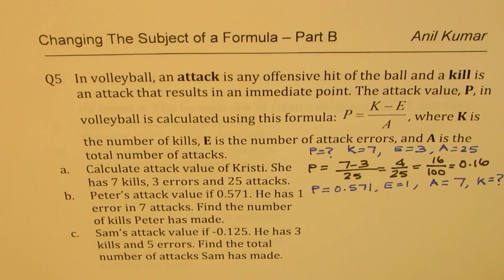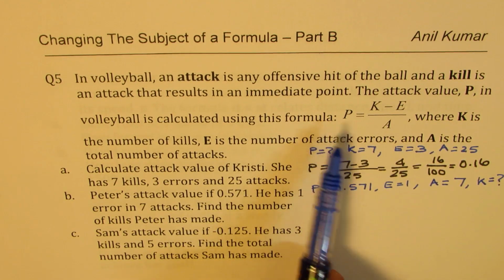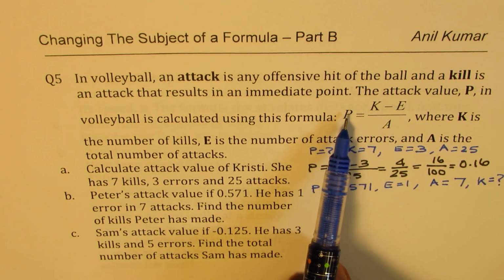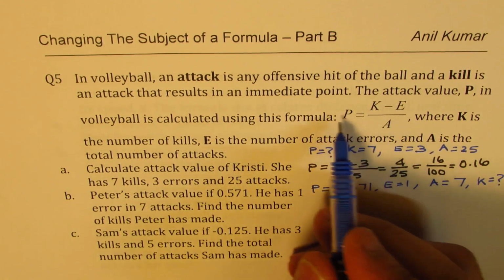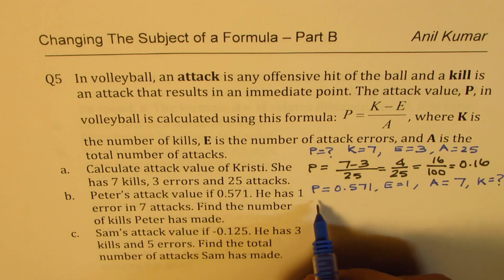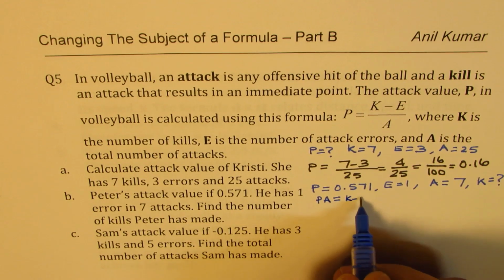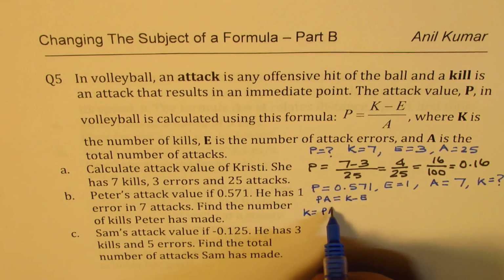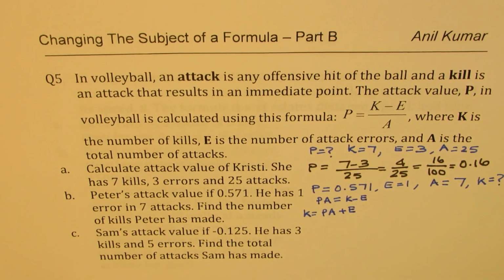Kills. Now to find the value of K, we need to rearrange the formula, right? That is kind of important now. So how are you going to do it? Let's try to rearrange. We'll first cross multiply and then add E. Perfect. So those are the steps involved. First we'll cross multiply. Since there's less space here, I'll do it on this side. So we get P times A equals K minus E, and then the value of K will be equal to P times A plus E, correct?